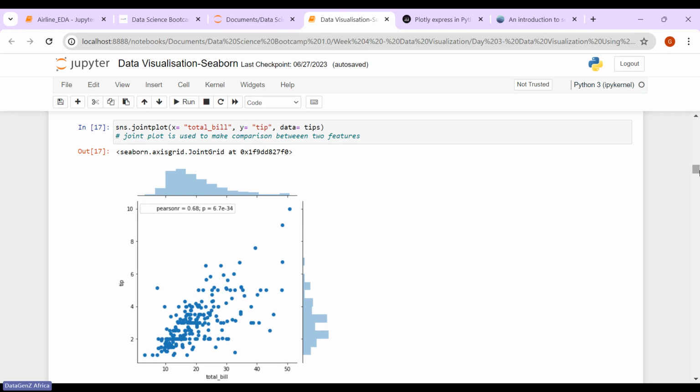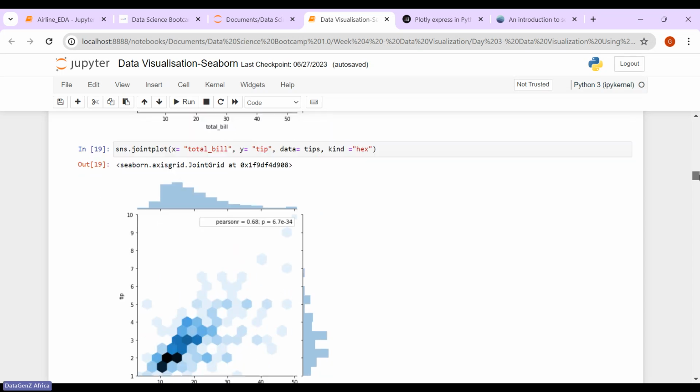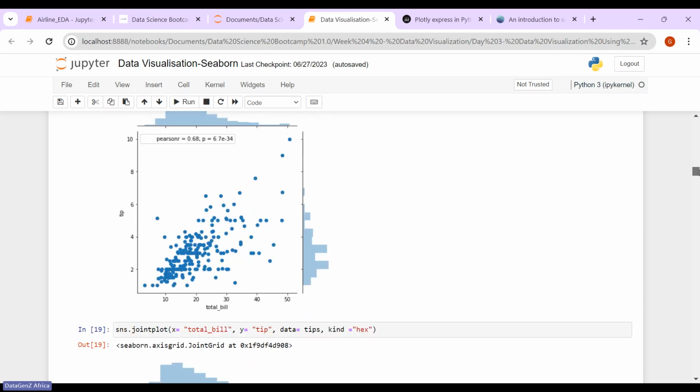So that's what the joint plot does for you. And then it also plots small bar charts here, showing you the distribution of the individual total bill and tip data. All right, so the joint plots, we have other kinds of joint plot.